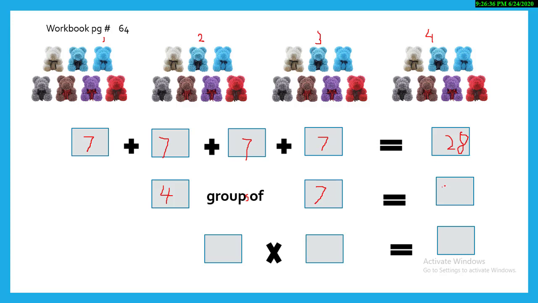That's a very nice thing. You don't need to count the bears again and again. Just count them one time and then the answer will come as it is. So now you will write it down with the multiplication sign. 4 sevens are 28. Okay, yes, easy.